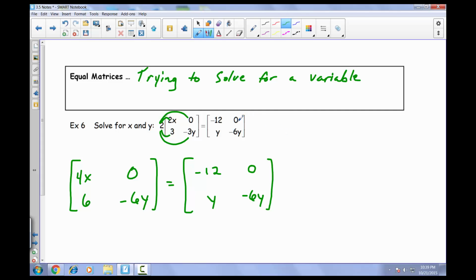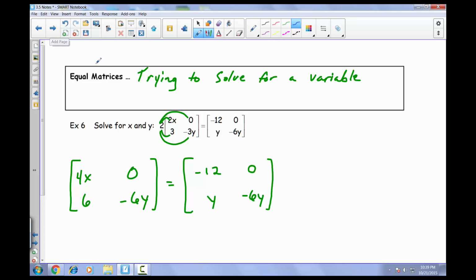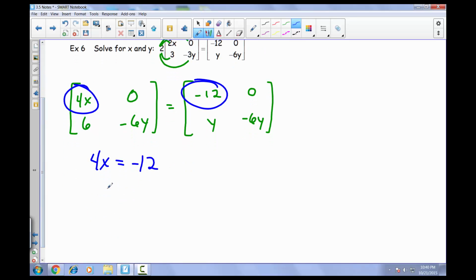Now, in order to solve for the variable, just like when we were adding like elements, for example 18 plus 6, where we combined this top left element with this top left element, the same thing works when solving for variables. This top left element should be equal to this top left element. So we can set 4x equal to negative 12 and easily solve for x. It comes out to be negative 3.